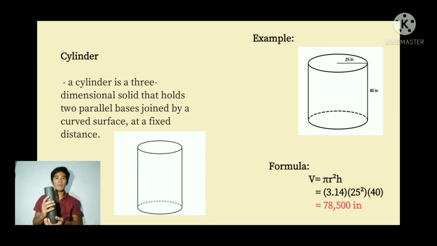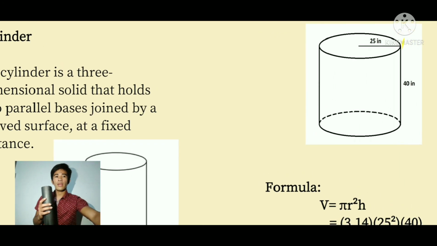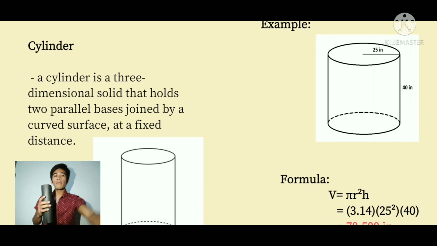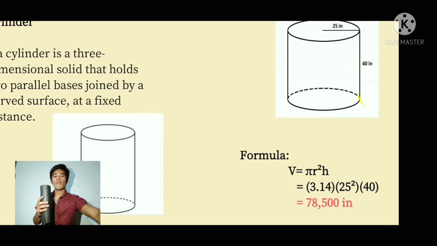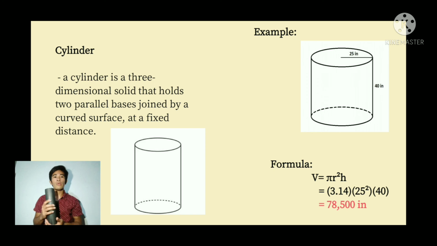So, for example, the radius is 25 inches and the height is 40 inches. So remember, for getting the volume of a cylinder, we will use the formula volume equals pi r squared times height. So this is the height and this is the radius here.